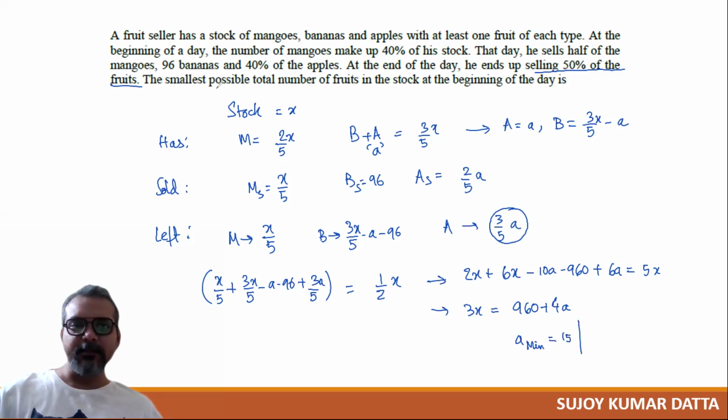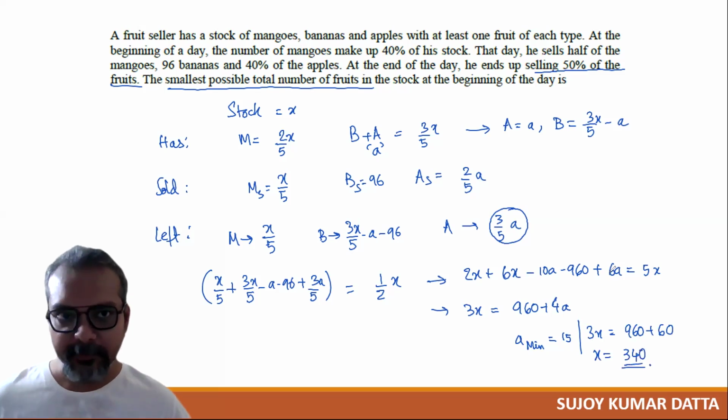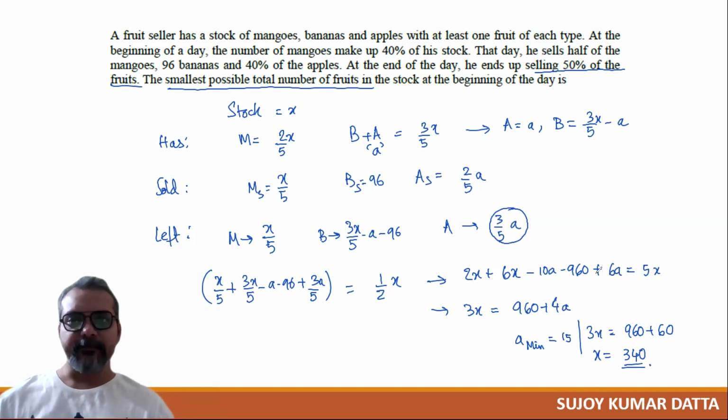So the least possible value of A is 15. Why are we taking the least? Because they're asking the smallest possible number of fruits, so we need to minimize x as well. If I plug in A as 15, we get 3x equals 960 plus 60. So x comes out to 320 plus 20, so that is 340. That's the least number of fruits that the person had started off with. I hope this was fine.